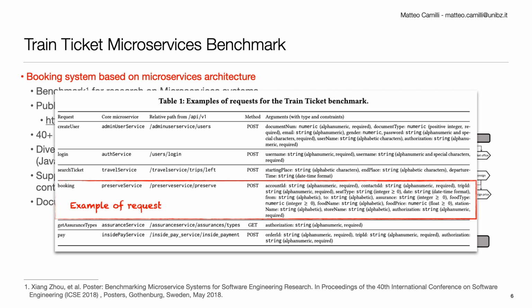For instance, the account ID is an alphanumeric string. It is required. We should also specify the seat type, for instance, that is a string that contains an integer value greater or equal than 0. Then we have the date, that is again a string in date time format, and so on and so forth.